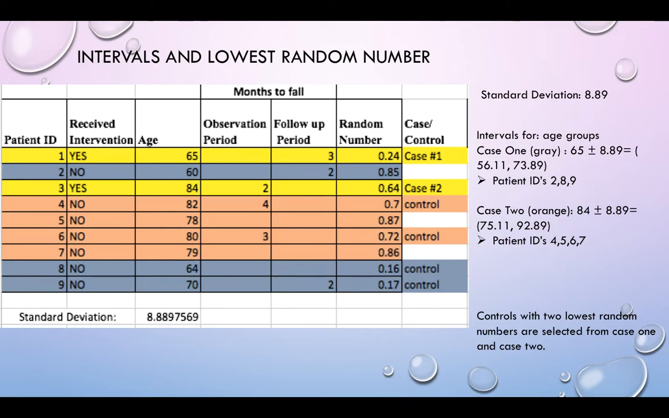For case 2, which is shaded in orange, the lower interval is 75.11 and the upper interval is 92.89. And patients ID 4, 5, 6, and 7 fall within these intervals. We have now seen the controls, which are based off the two lowest random numbers. So you'll see that these are patients ID 4 and 7 and patients ID 8 and 9.